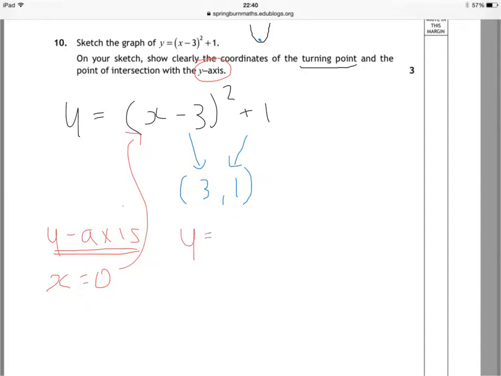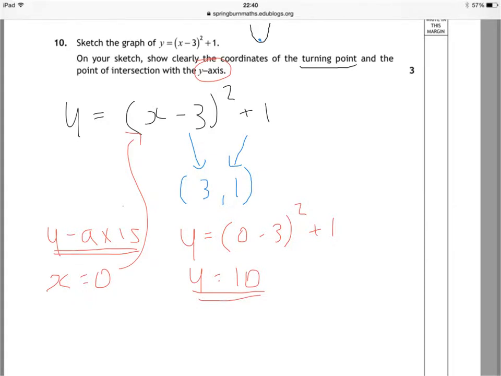If I do so, where I see x, I'm going to replace it with 0. That'll be (0 minus 3) all squared plus 1. 0 minus 3 is minus 3. Square it. Minus 3 squared is minus 3 times minus 3, that's 9. 9 plus 1 is 10. So I know that I cut the y-axis at 10.